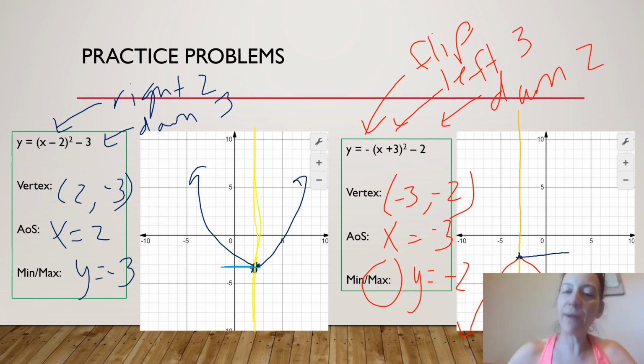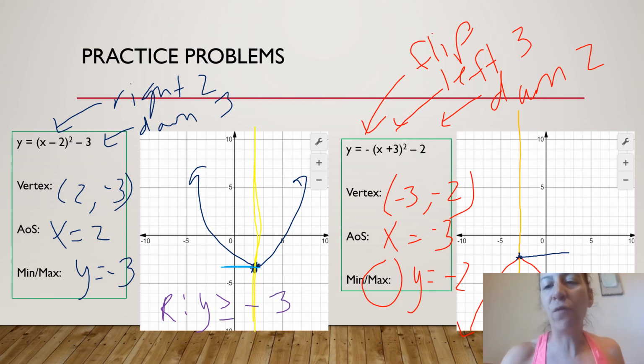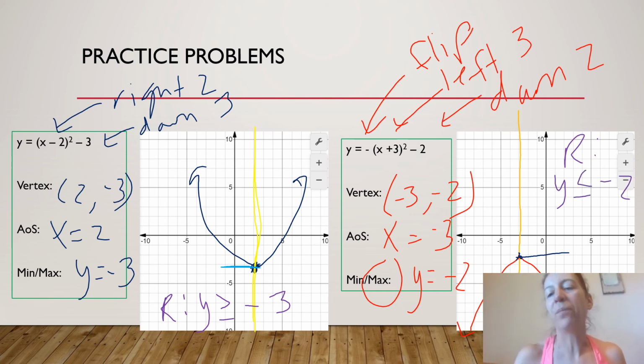If you did the range for these, so you're like, I'm going to practice that range, I know range is coming back. For this one, if you did it, the range would be y is greater than or equal to -3. And for this one, the range would be y is less than or equal to -2. Okay, you weren't asked to do the range, but if you did it because you wanted to practice it, you'd be upset with me if I didn't give you the answer.